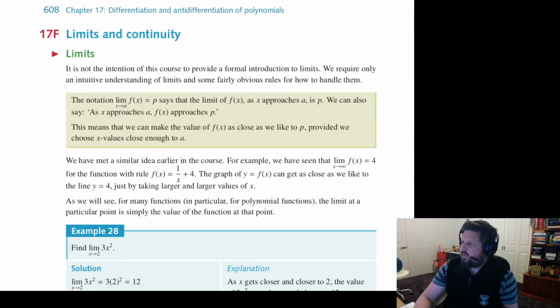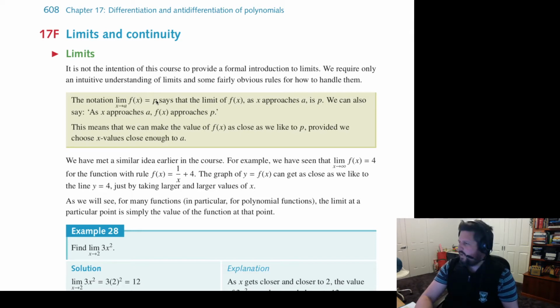Today we're looking at limits and continuity. So we've had the chat about limits before, so we're just going to touch over this again. If you see this particular notation here, what it is saying is the limit of f of x as x approaches a is equal to p. Another way of saying it is as x approaches a, f of x approaches p.